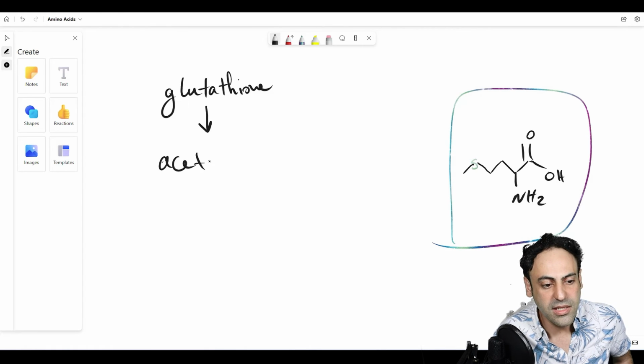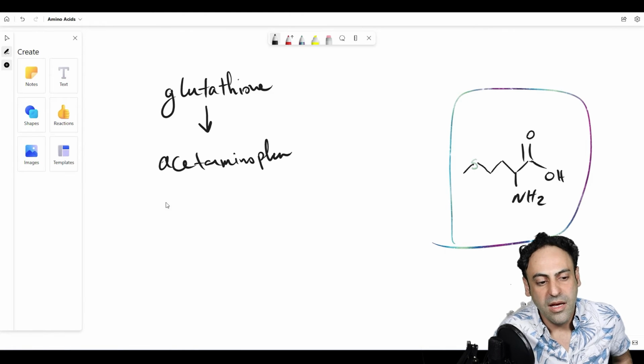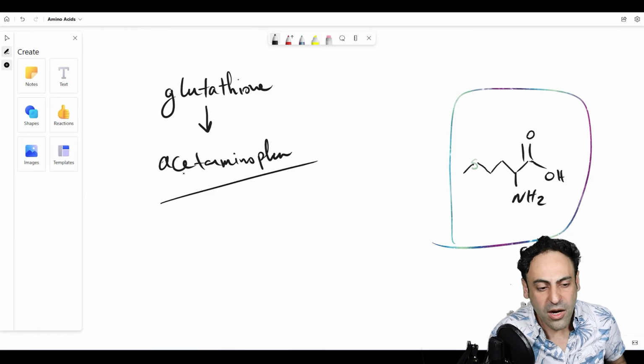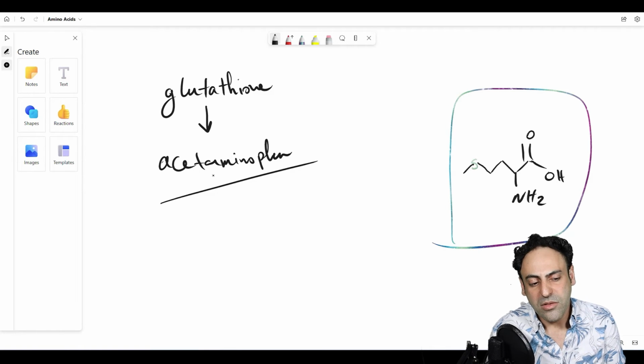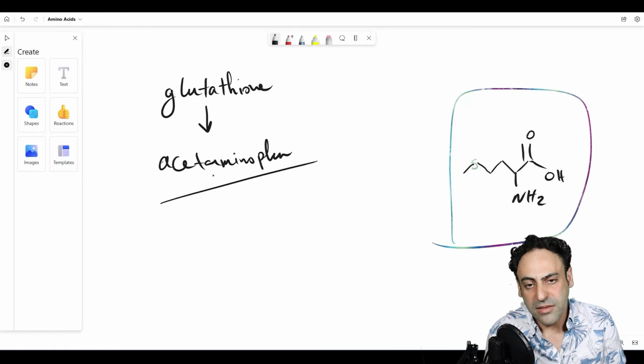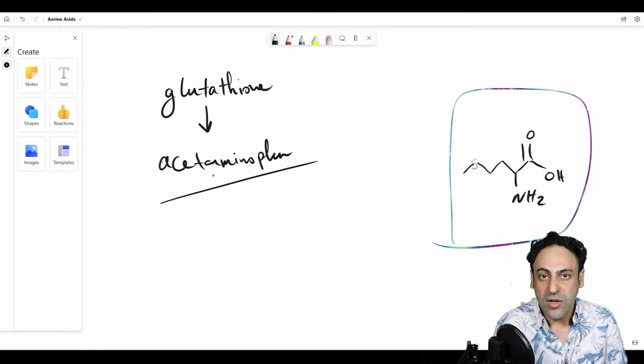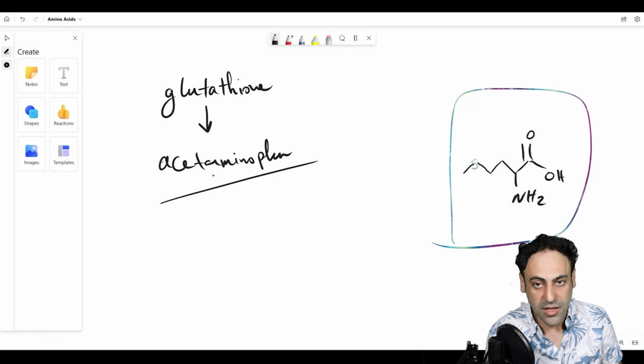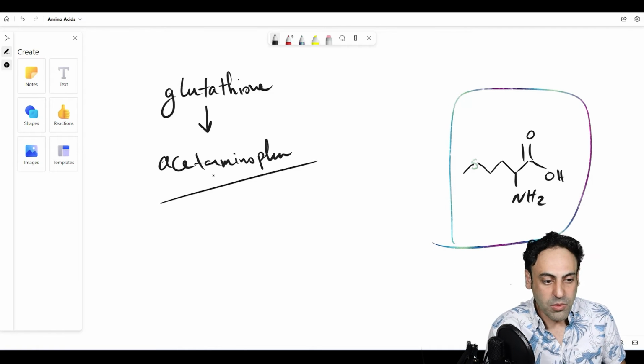Acetaminophen actually affects glutathione. When we take too much acetaminophen, it affects the glutathione level and causes toxicity, and the glutathione cannot fight that much acetaminophen. That's why it's going to damage the liver. They cannot detoxify it so fast. They don't have enough glutathione to do that. That's why taking too much acetaminophen is going to damage your liver.